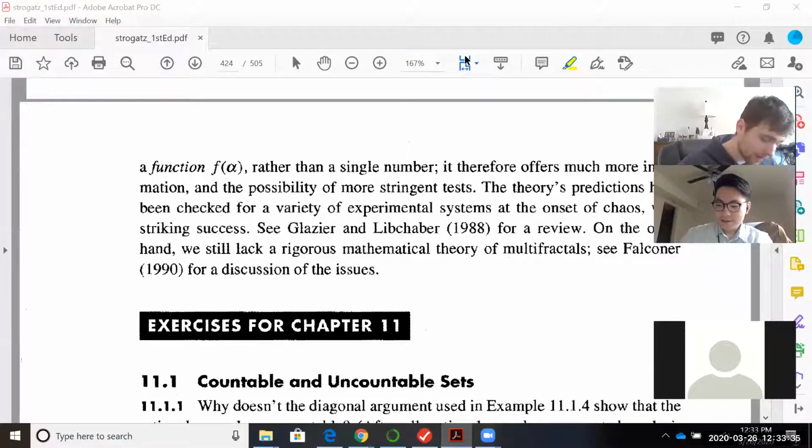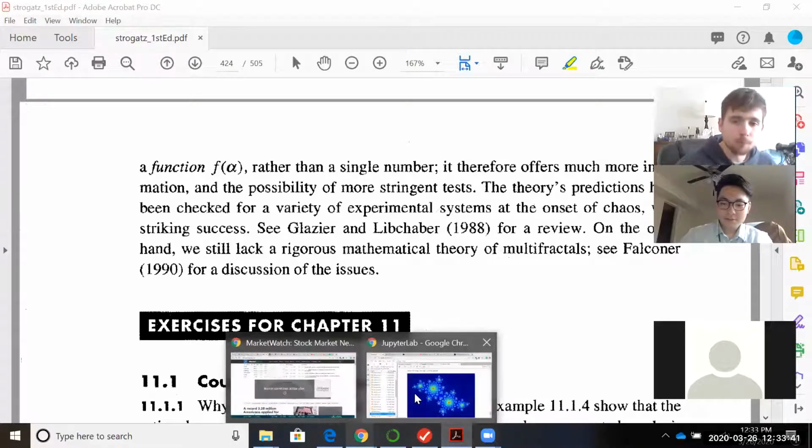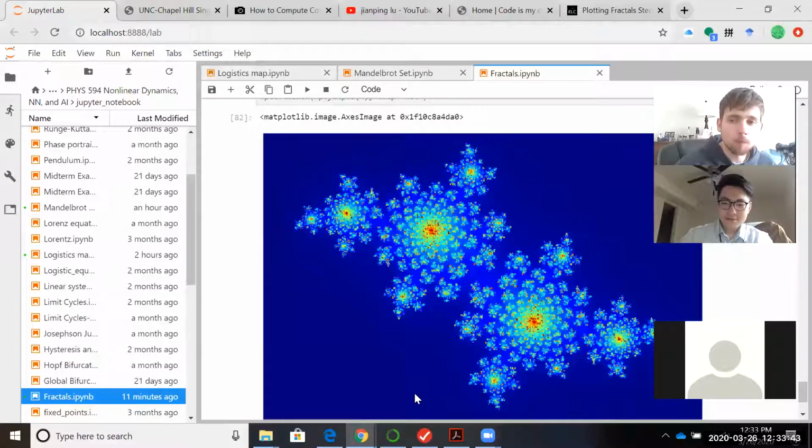Now the PDF? Yes. Now the PDF. Yes, it looks like we can. Yes, we got it. Now the fractal? Yes. Okay, all right.